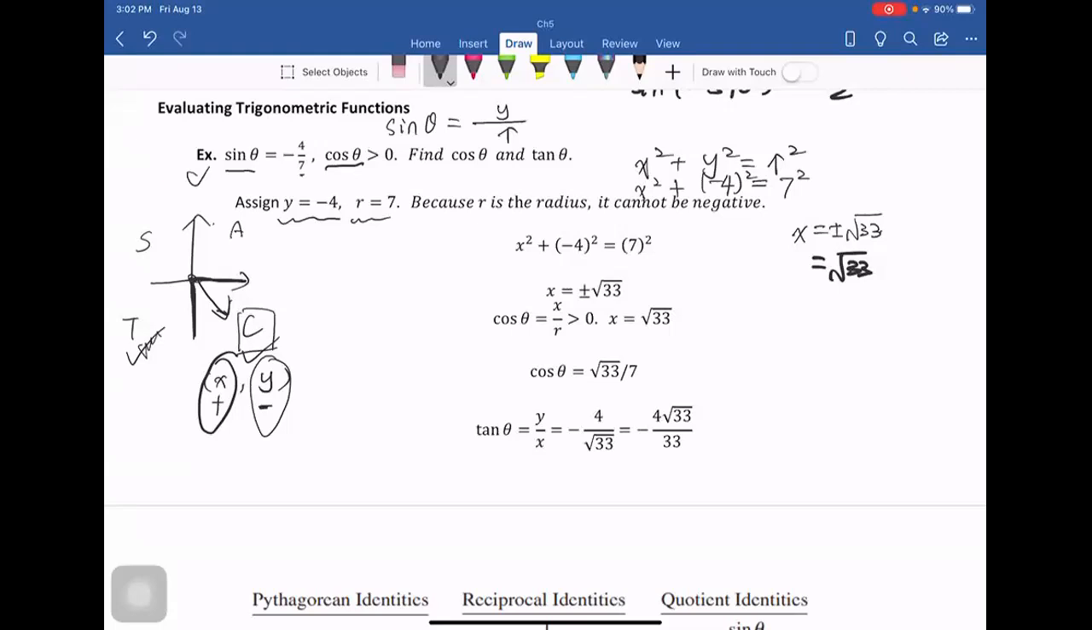So we have the x, y, and r values. We will find all six functions, and they only ask us for cosine and tangent theta. So cosine theta equals x over r, which is square root of 33 over r, which is 7. And tangent theta equals y over x, where y is -4 and x is square root of 33. Rationalize that: -4 square root of 33 over 33.